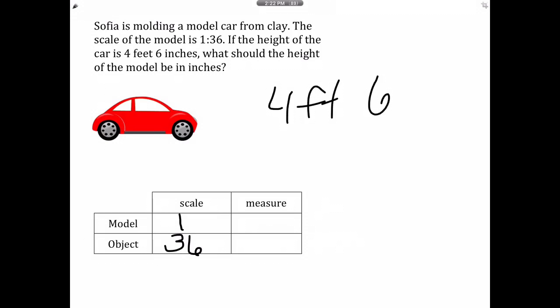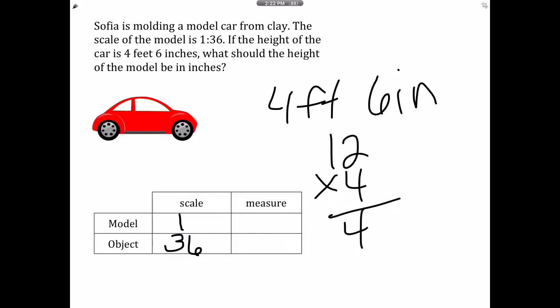So first of all, you are going to want to take 4 feet and 6 inches, and you are going to want to change that to all inches. So of course we know there are 12 inches in a foot. So 12 times 4, which is 48, plus 6, which is 54. Okay, so that is how many inches that the actual object is.